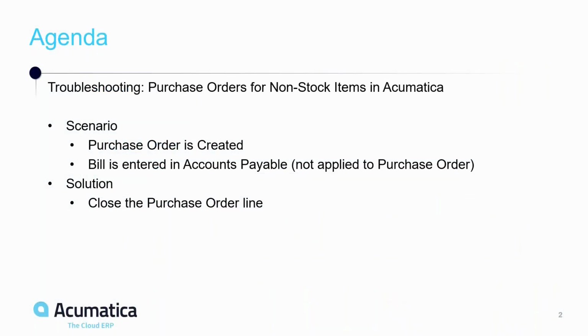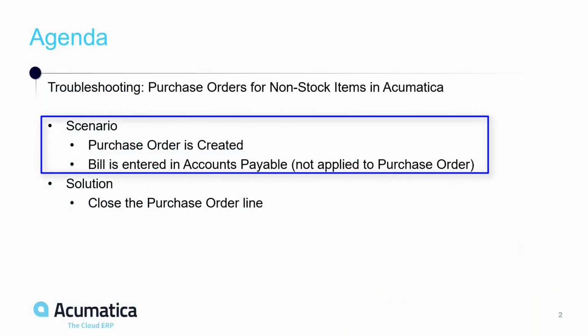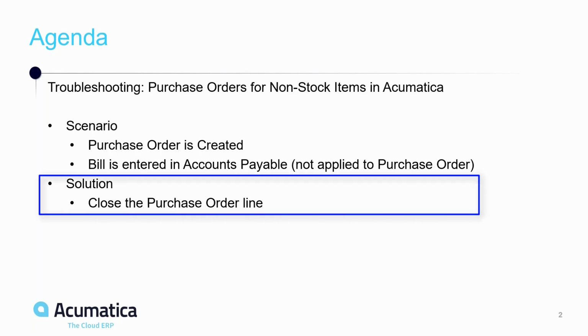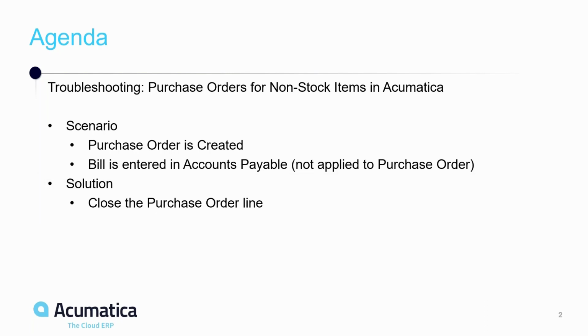So to review, our scenario is that we created a purchase order for a non-stock item. The item does not allow receipts, so we entered the bill in accounts payable, but we don't associate the bill to the line of the purchase order, but the purchase order still has an open status. To close the purchase order, we just simply check the box on the line and it closes the purchase order.